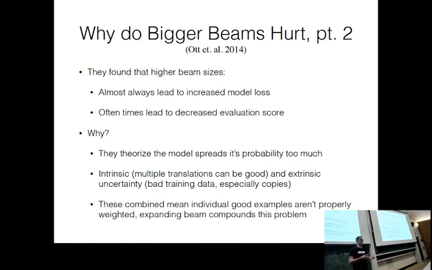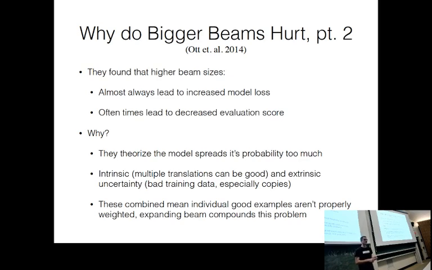For example, just copying the source sentence. And that meant whenever you were running larger and larger beam searches, it was considering these more and more marginal things that had artificially high probabilities that they should not have. So the combined impact of these both intrinsic and extrinsic factors made it so that expanding beam search effectively compounded this problem.